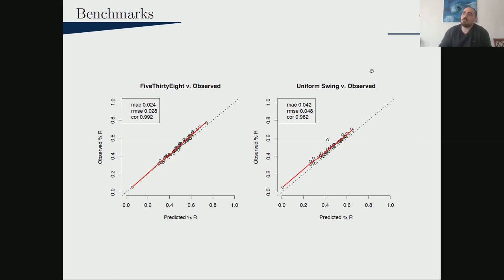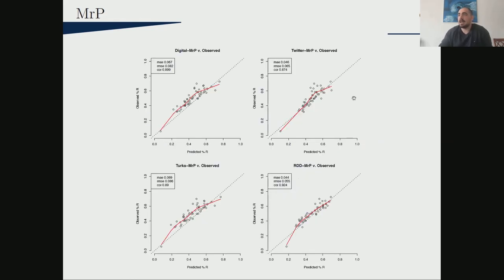And then the uniform swing model is a political science model that performs quite well, and so it's a useful benchmark to see how well our models perform. You've seen the slide before, and I'm not going to repeat myself, but essentially I'm encouraged by this. There is still quite a lot of work to do because the error rates are not where we want them to be. We want them to be much lower, and we think they can be. We can talk about how I can make them better in the Q&A session.